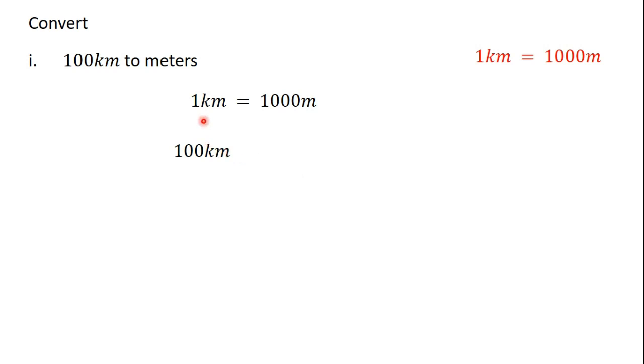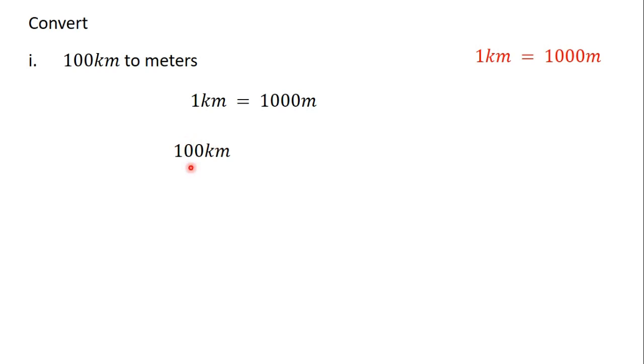So you ask yourself, if 1 kilometer is giving us 1000 meters, 100 kilometers, will it give us more than 1000 meters or less than 1000 meters? Now think about it. 1 kilometer is giving us 1000 meters. 100 kilometers, will it give us more than 1000 meters or less than 1000 meters? You can clearly see that it will give us more. If more, let's divide. From our principle, we learned that if more, let's divide.